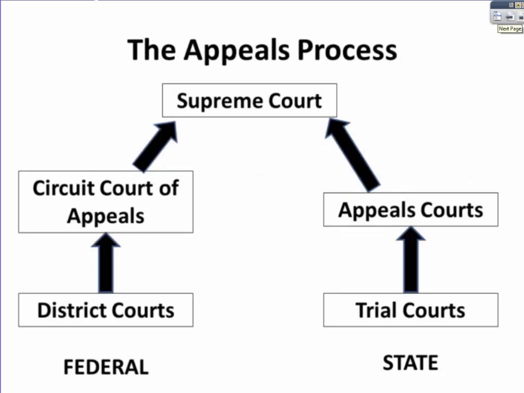The appeals process. At the state level, you would have trial courts, probably even all the way down to the county level, that would work their way through the state appeals court system, and then eventually, if need be, to the Supreme Court. At the federal level, you might have a case on appeal at the district court level, and then make its way up to the circuit court level, and eventually to the Supreme Court. So there are a couple different ways for a case to make it to the Supreme Court.